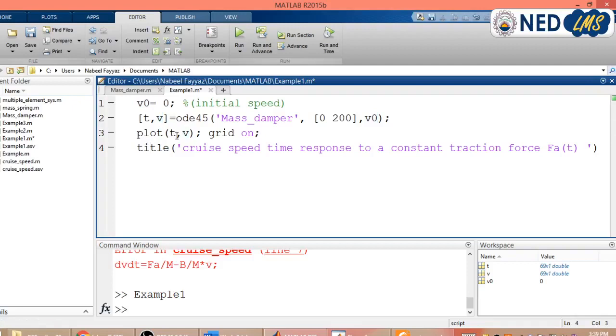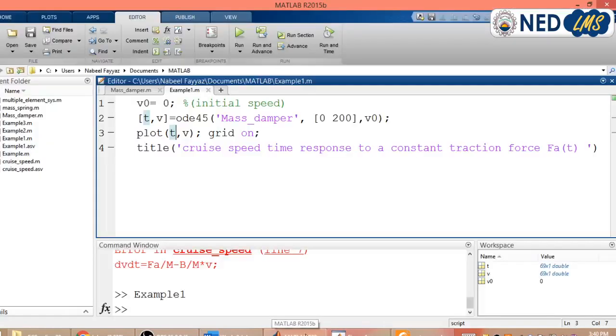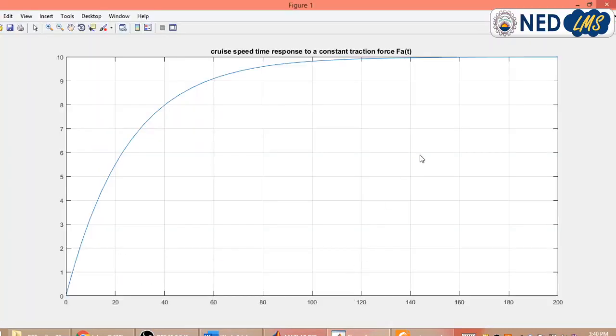Plot t comma v means this system response will be plotted with the help of these variables. t is time, v is velocity, grid means mathematical grids will be available on the plot. Title, this title will be available on the figure. So I will execute this code and we will see how the system responds after the application of force. We can execute it from here. Run, and we will have a figure here. So this is the basic response.